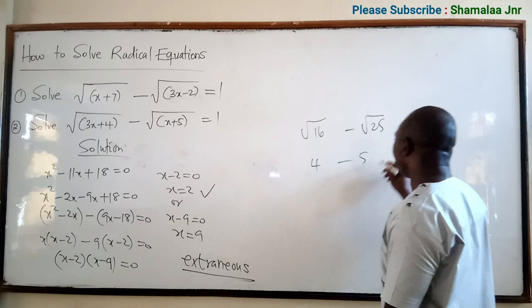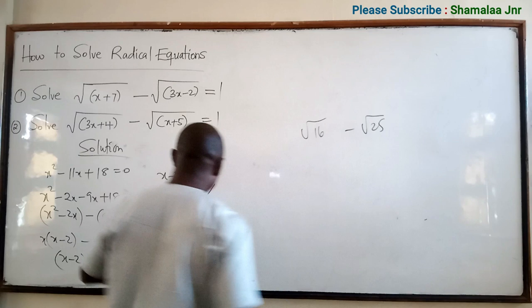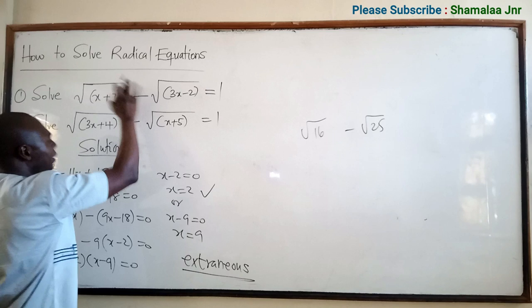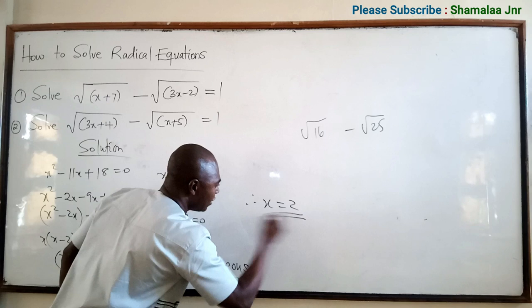And the right hand side is not negative 1. So this means that x is equal to 9 is an extraneous root. It does not satisfy its original equation. Therefore, the solution to this radical equation is x is equal to 2. This is the acceptable answer. This is the root.